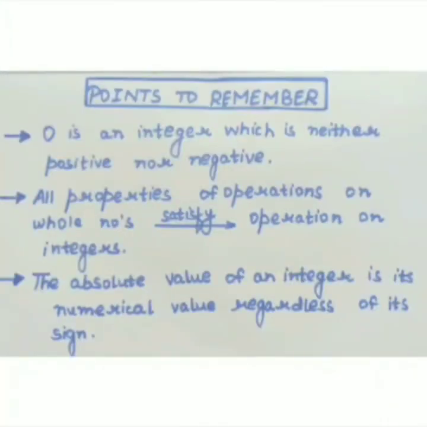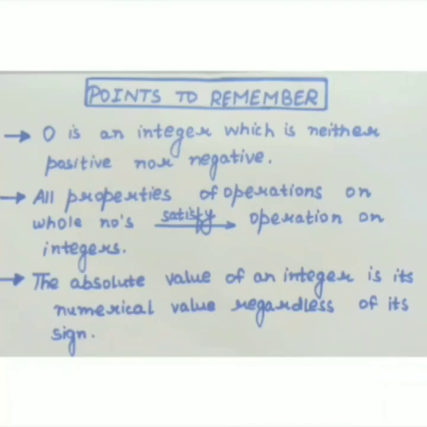As we are finishing with the chapter, now we need to recall some of the points. The first point says that 0 is an integer which is neither positive nor negative. 0 we take it as an integer value, but it is not in the positive case or in the negative case. The second point states that all properties of operations on the whole numbers, the 4 basic operations, are satisfied by the operations on the integers also. So the rules applicable there will also be applicable here.